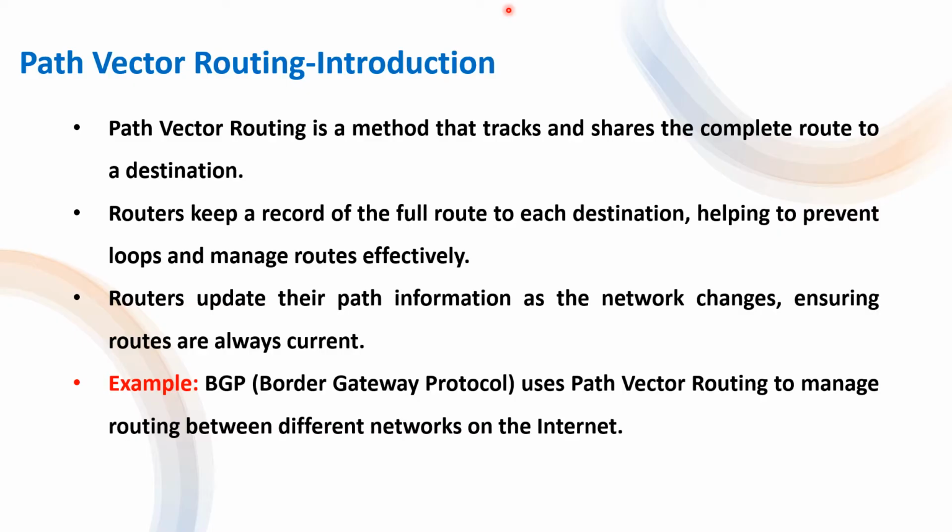The most well-known implementation of path vector routing is the Border Gateway Protocol. Simply, it is called BGP, which is the standard for routing between autonomous systems and the internet. BGP uses the autonomous system path attribute, which records the sequence of autonomous systems that a route has traversed, helping routers make decisions based on policy, preference, and loop prevention.